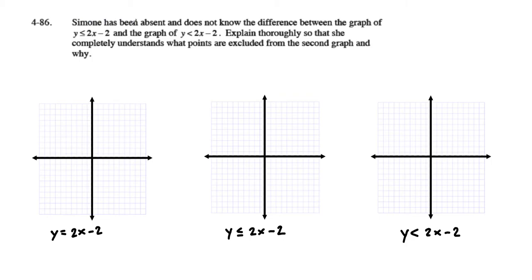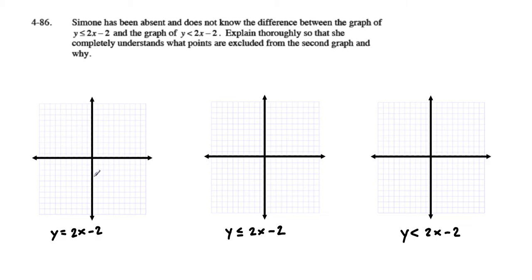Simone has been absent and does not know the difference between the graph of y is less than or equal to 2x minus 2 and the graph of y is less than 2x minus 2. Explain thoroughly so that she completely understands what points are excluded from the second graph and why.